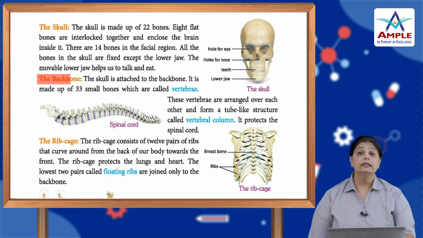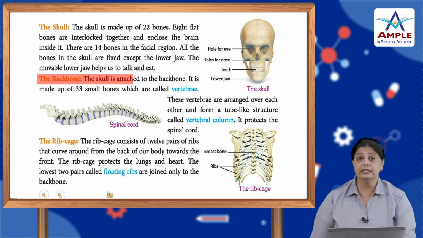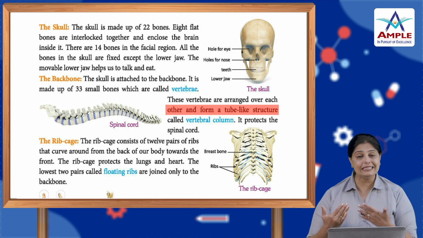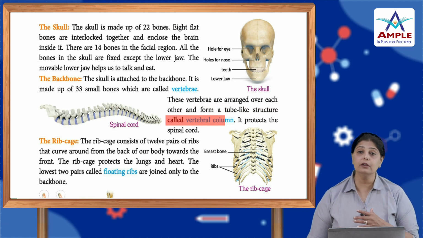Now the backbone. The skull is attached to the backbone. It is made up of 33 small bones which are called the vertebrae. These vertebrae are arranged over each other and form a tube-like structure which is known as the vertebral column. It protects the spinal cord. If you touch your back, you will feel this backbone, which is made up of 33 small bones known as vertebrae, and the arrangement of these bones in a tube-like structure is known as the vertebral column.